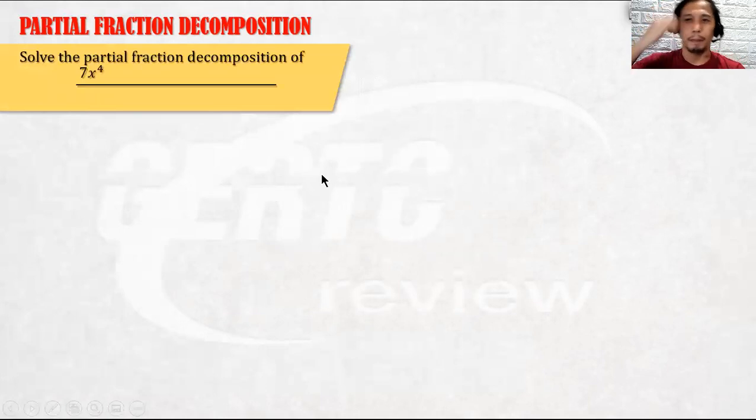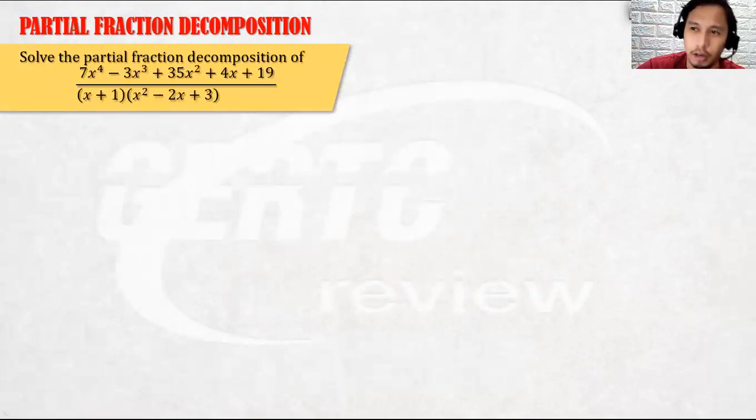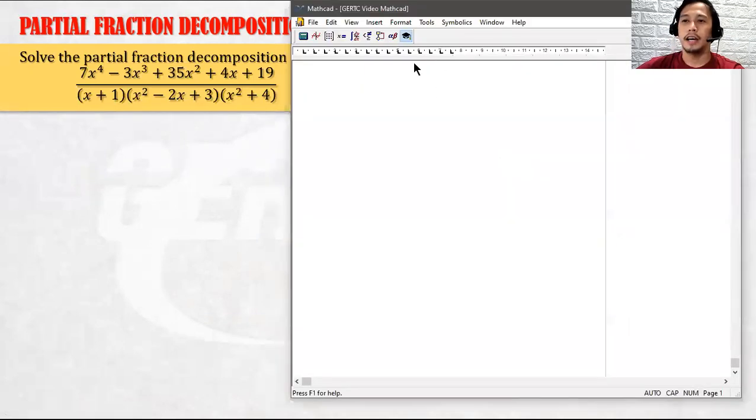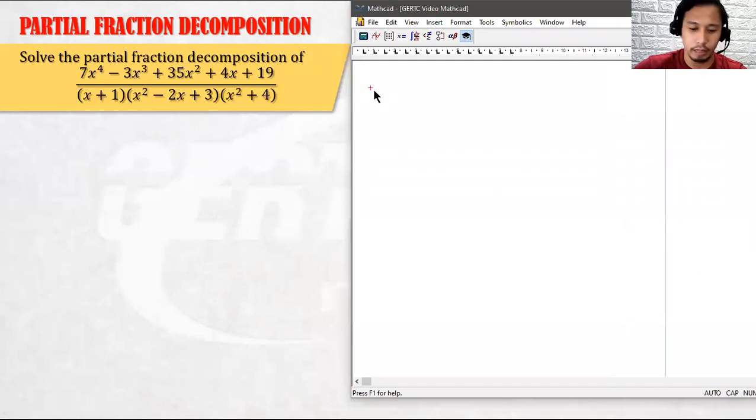Now let's have an example. Dito, solve the partial fraction decomposition of this rational expression: 7x to the fourth minus 3x cubed plus 35x squared plus 4x plus 19 all over (x plus 1) times (x squared minus 2x plus 3) times (x squared plus 4). Okay, now let's solve that one. Let me rewrite it muna.